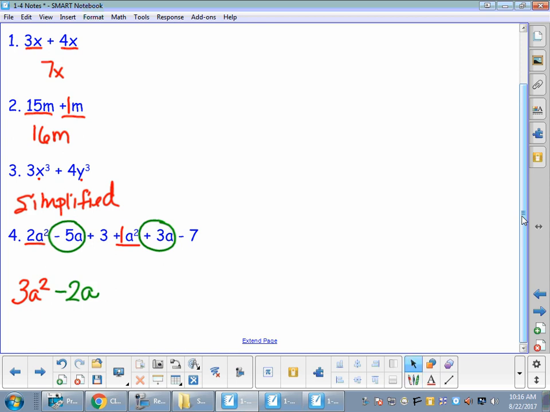And then I have a positive 3 here, which is just the coefficient, just as important as the variables. And then I have a negative 7 here. So the numbers that don't have variables can also be combined. So positive 3 and negative 7 make negative 4. So that is your simplified statement. I can't get a number. I can't evaluate it because I don't know what a is equal to, but I can condense it. I can make it simpler looking. That's the whole idea of simplify.